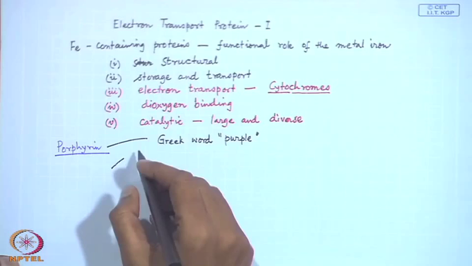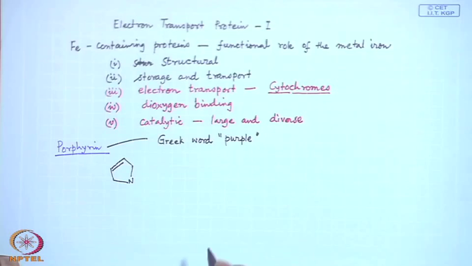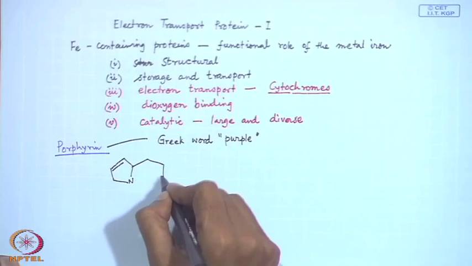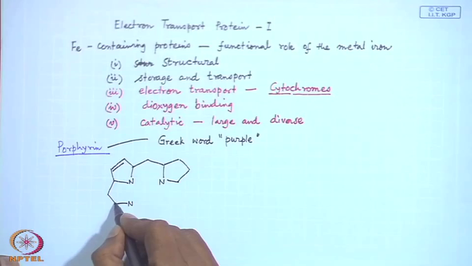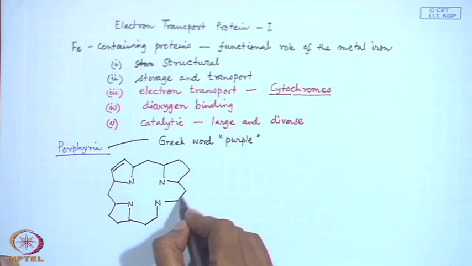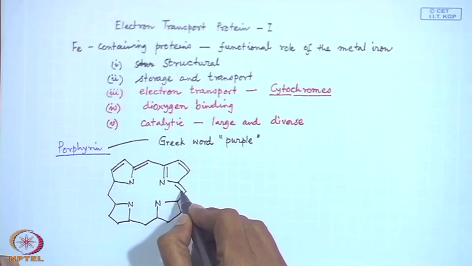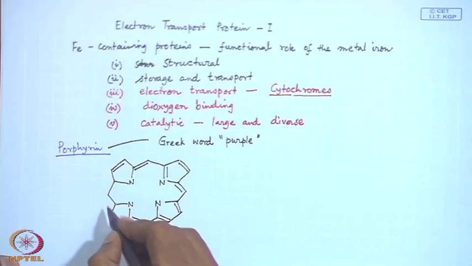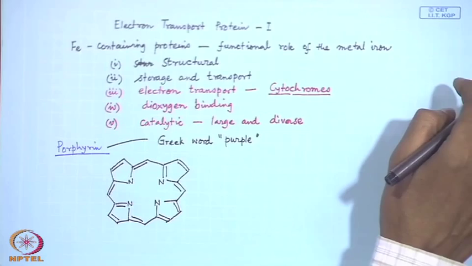And this porphyrin, with the single unit as the pyrrole, we have the tetrapyrrole unit. So this tetrapyrrole unit we get. So it has different substitution positions. Depending upon their different substitutions, they are of different types that we will see afterwards.